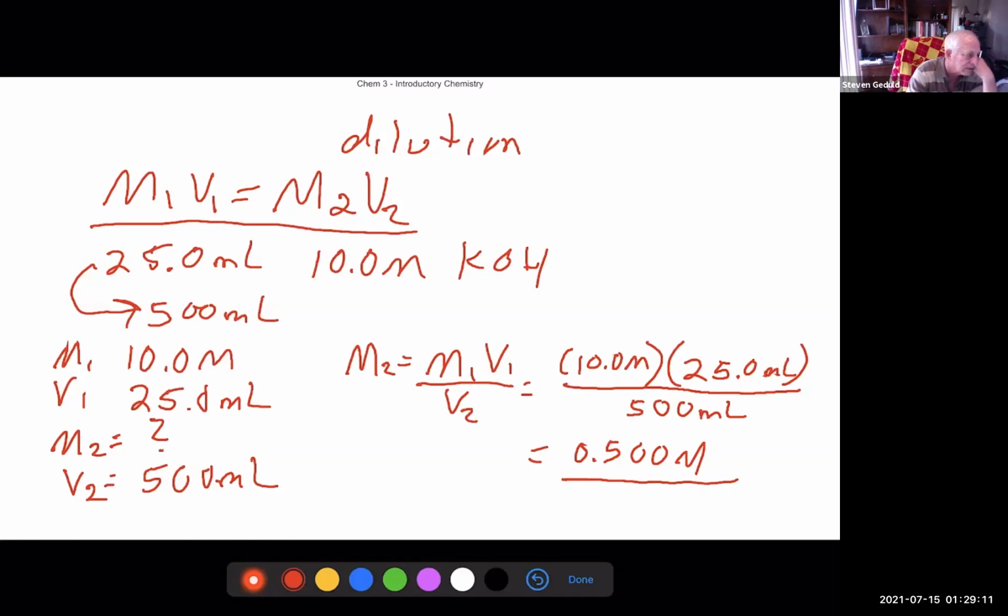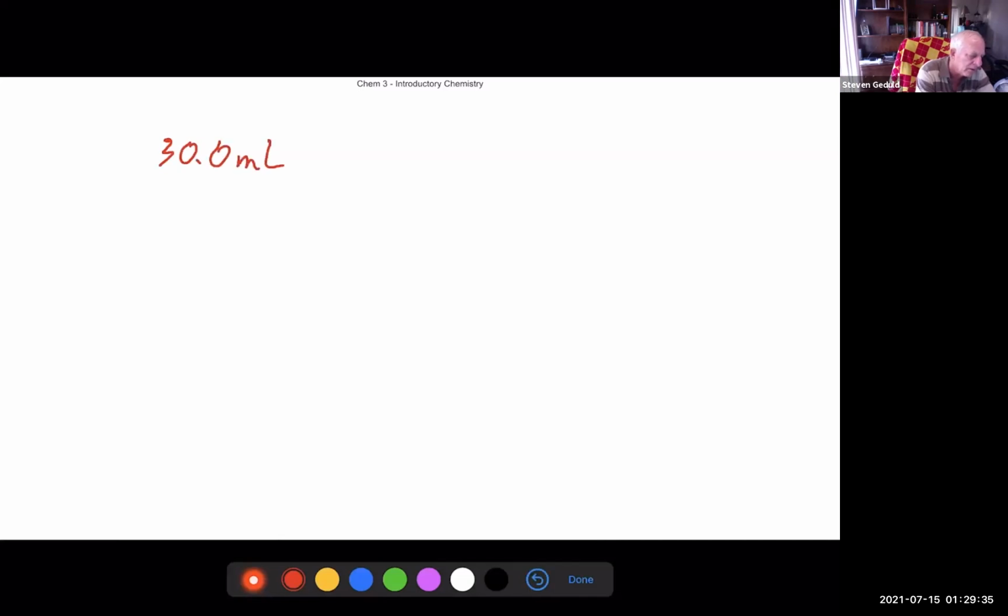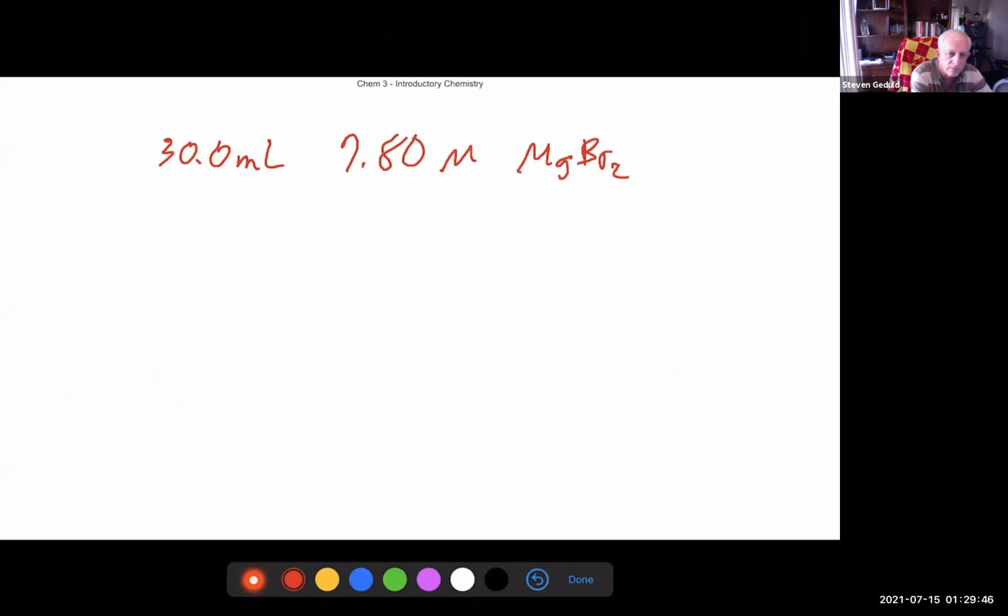So let's do one more. Let's say we use some of the similar properties here. This is like one you might see on your final. It says you have 30.0 milliliters of a 7.80 molar solution of magnesium bromide. That's what you're starting with. That's your stock solution. You want to dilute that.